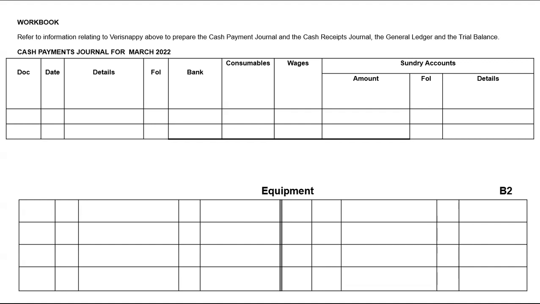The source document will be BS. The day will be the 1st. These laptops were purchased from EveTech. And the bank, you'll have 320,000. But because we don't have a column for equipment, that'll go under sundry, and we'll record it as 320,000.